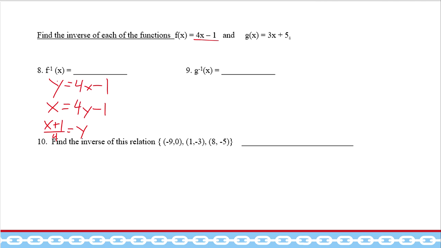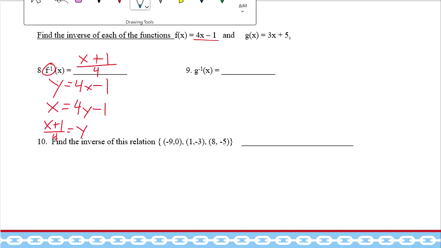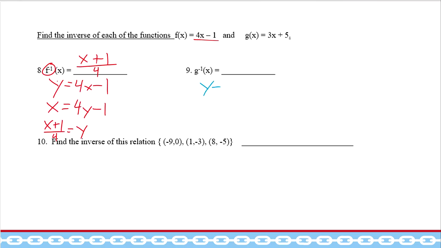And then the last step would be to replace the y equals with this f to the negative 1. This f to the negative 1 is inverse notation, meaning we're finding that this equation here, this function, is the inverse of the f function. Inverse of the g function, right? The g function has a y equals equation. Switch x and y. And then solve this into y equals.